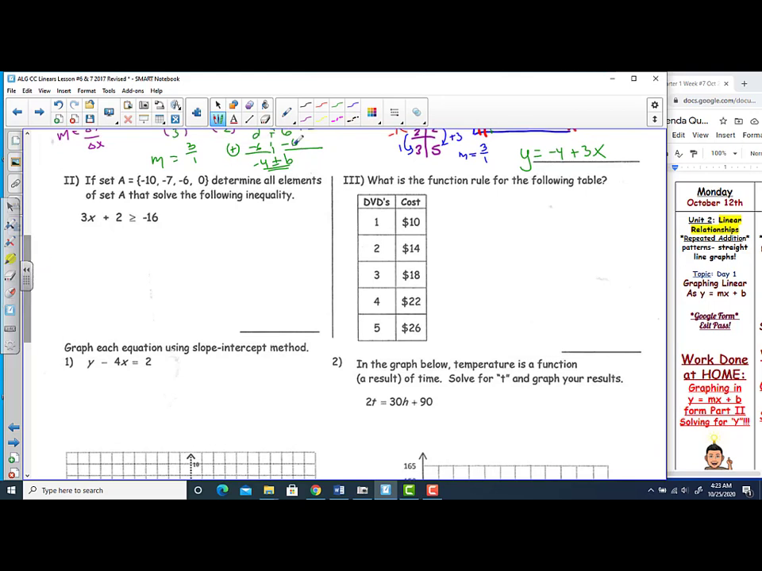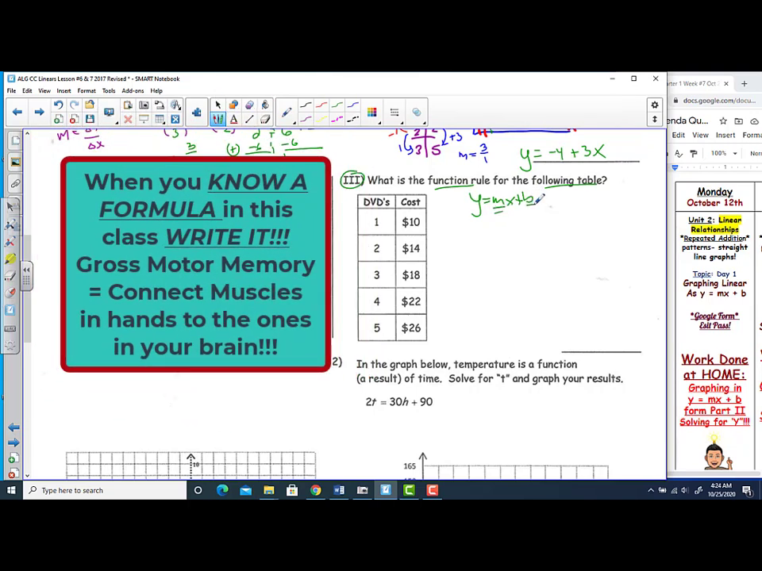I'm going to skip Roman numeral 2 for right now, but I'll jump to Roman numeral 3, where we have some context added to the skill that we're working with. And we're asked, what is the function rule for the following table? And since we're working with linear relationships, function just means a useful equation. And the only one we've learned so far is a linear pattern, y equals mx plus b, so that's what we're talking about. And the two most important variables are m and b.